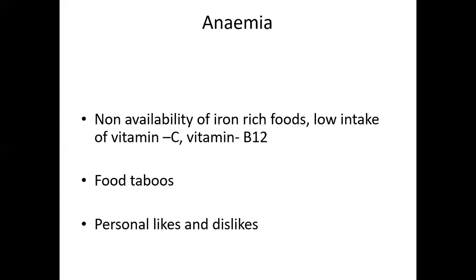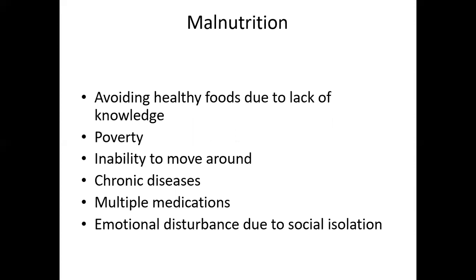So there is a tendency that they can be affected with anemia or iron deficiency. Personal likes and dislikes also contribute to anemia, because old people completely avoid certain foods, saying they don't like it and don't want to eat it anymore, and they might be very adamant. So they completely avoid certain foods and it can lead to a lot of problems. Then malnutrition in general is also very common in the older population.